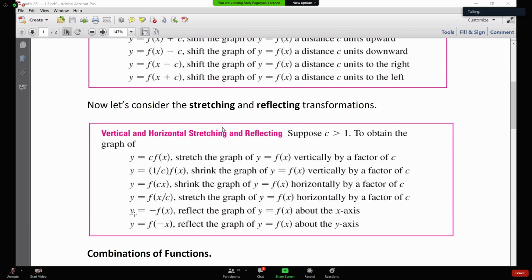Now, y equals negative f of x is a reflection of the graph of y equals f of x about the x-axis. Y equals f of negative x is a reflection of the graph of y equals f of x about the y-axis. Let's go to the problem set.